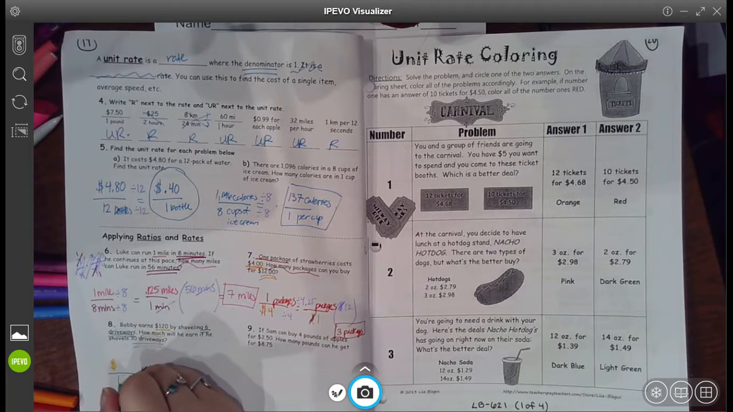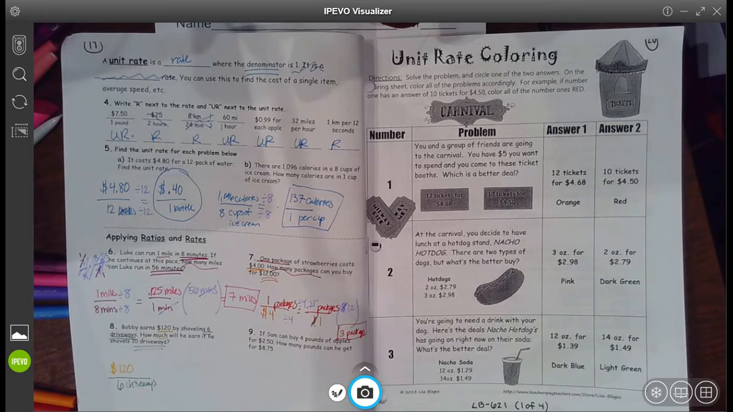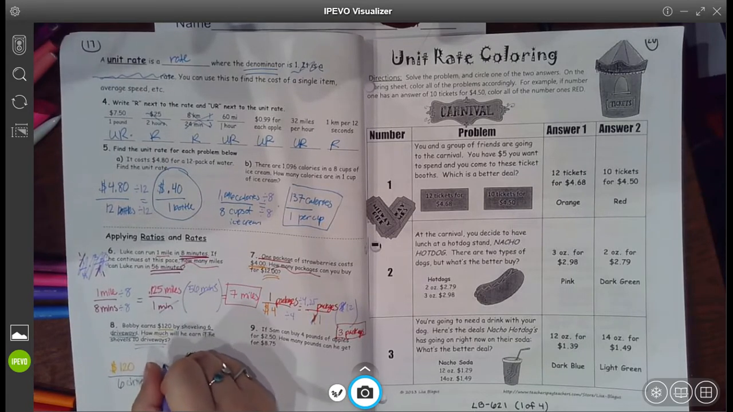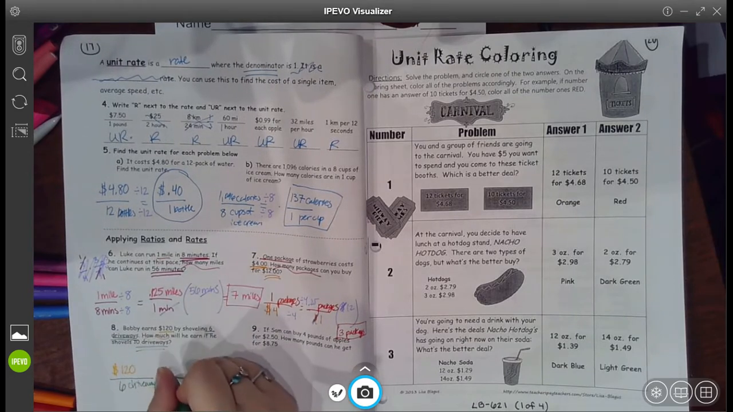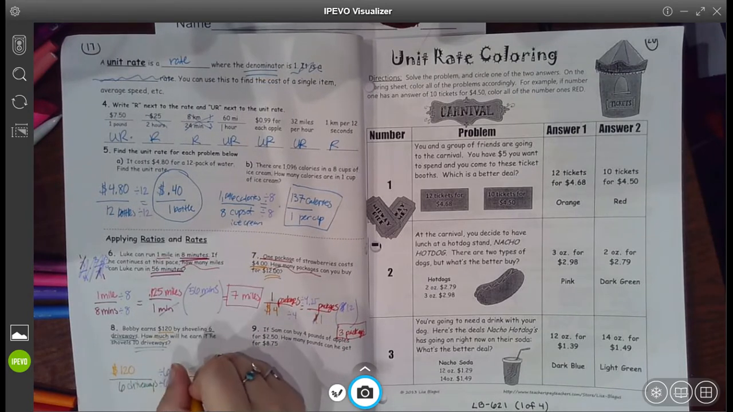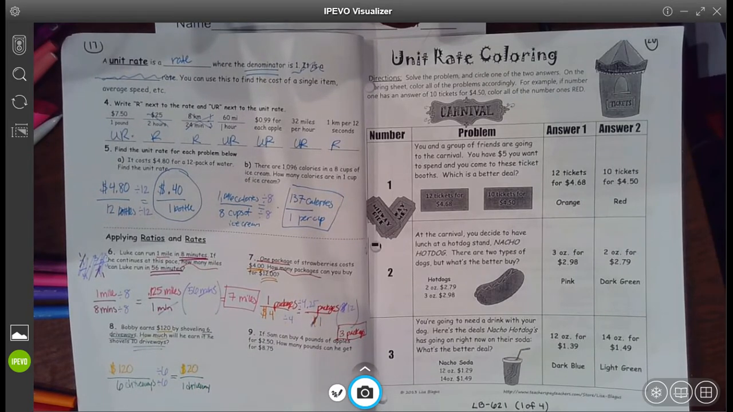So they said 6 driveways for $120. So let's find how much it is for 1 driveway, and then we can use that to figure out how much you'll get for 10 driveways. So how do you go from 6 to 1? We'll divide by 6. And whatever you do to the bottom, you got to do the top. So again, you divided 6 by itself so you could get 1 driveway. And then because you divided the denominator by 6, you divided the numerator by 6. And 120 divided by 6 is $20. So he gets $20 per driveway that he shovels.